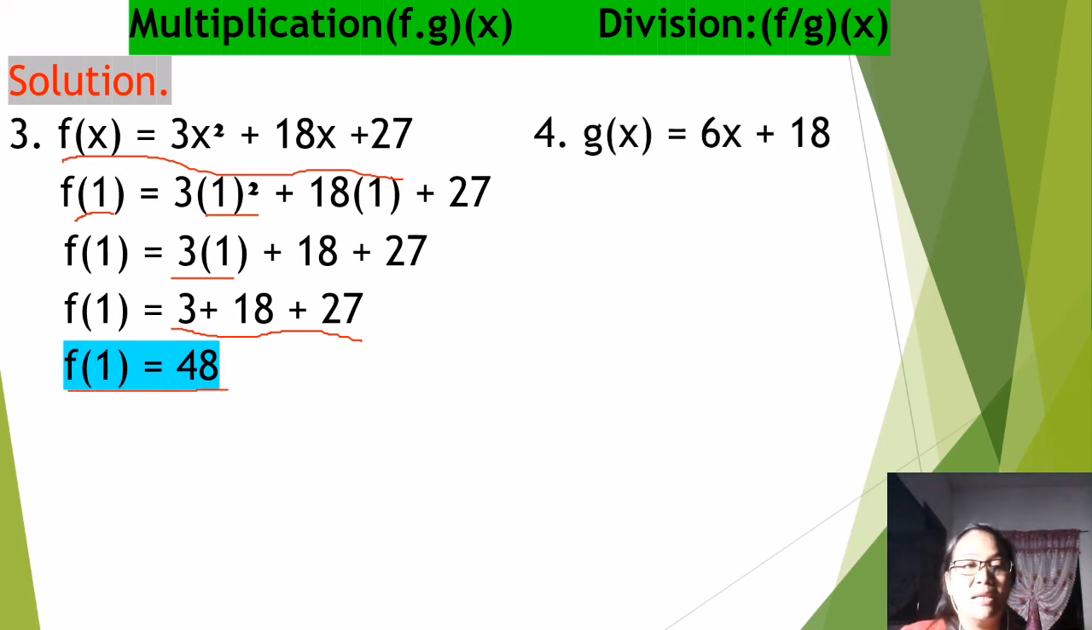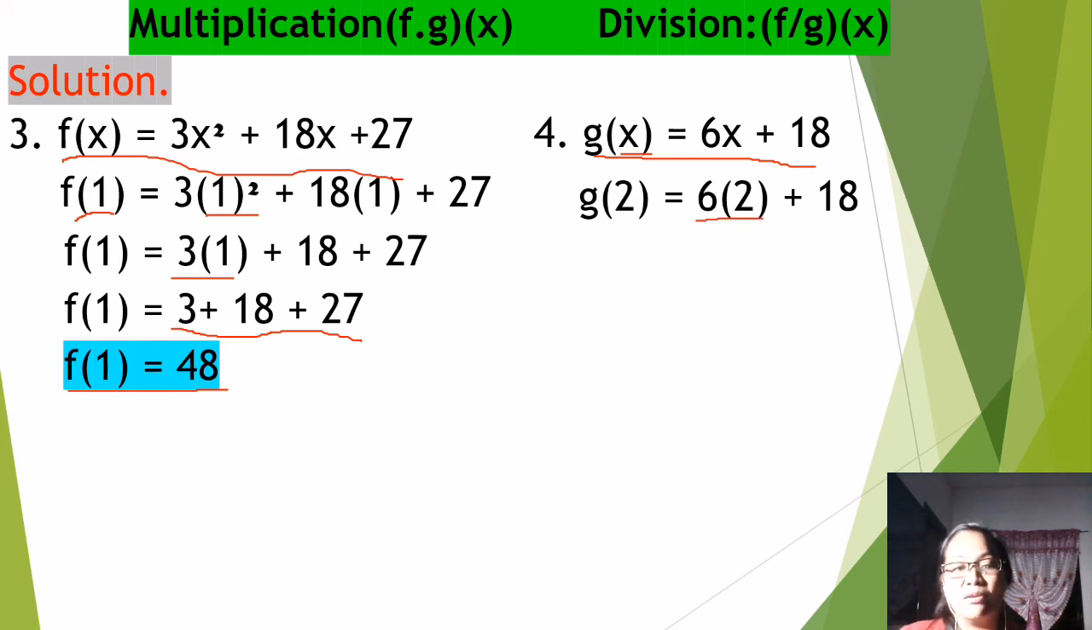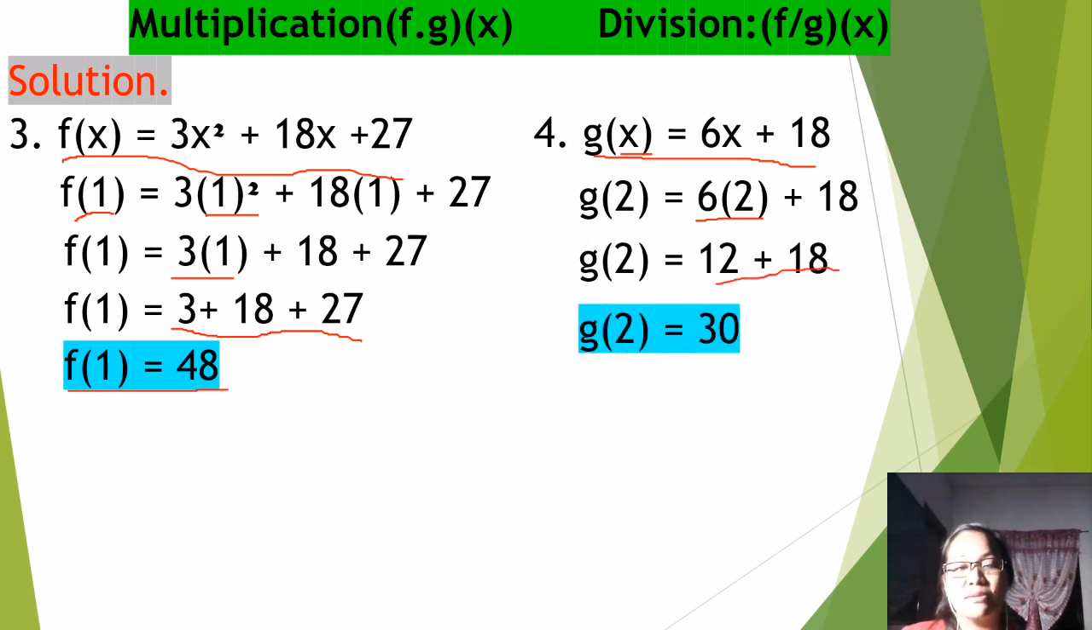And for our number 4, g of x is equal to 6x plus 18. So again, we will change the input x into 2 because our input for g of x is 2. Therefore, we have g of 2 is equal to, change the value of x into 2. So we have 6 times 2 plus 18. Following the order of operation, we will do first the product. So 6 times 2 is equal to 12 plus 18. And 12 plus 18 is equal to 30. Therefore, the g of x or g of 2 is equal to 30.